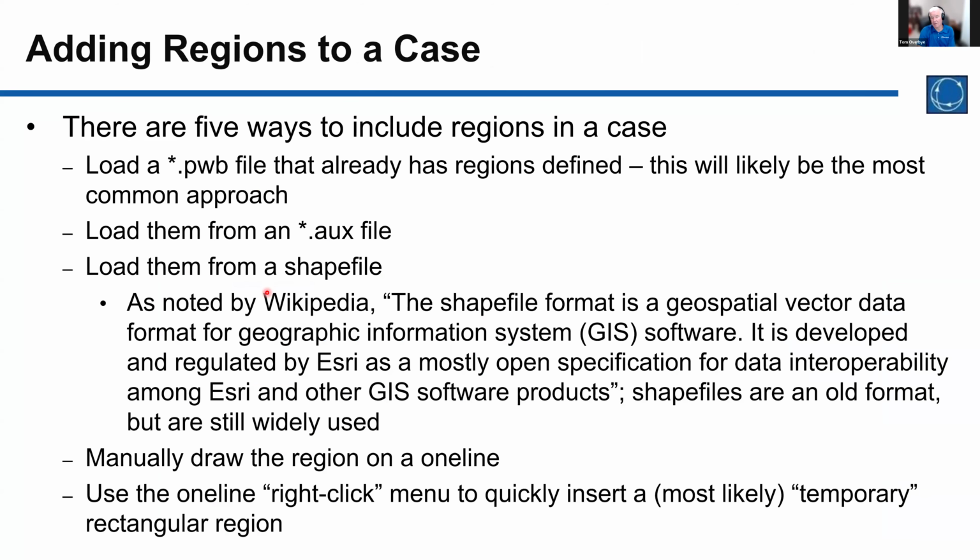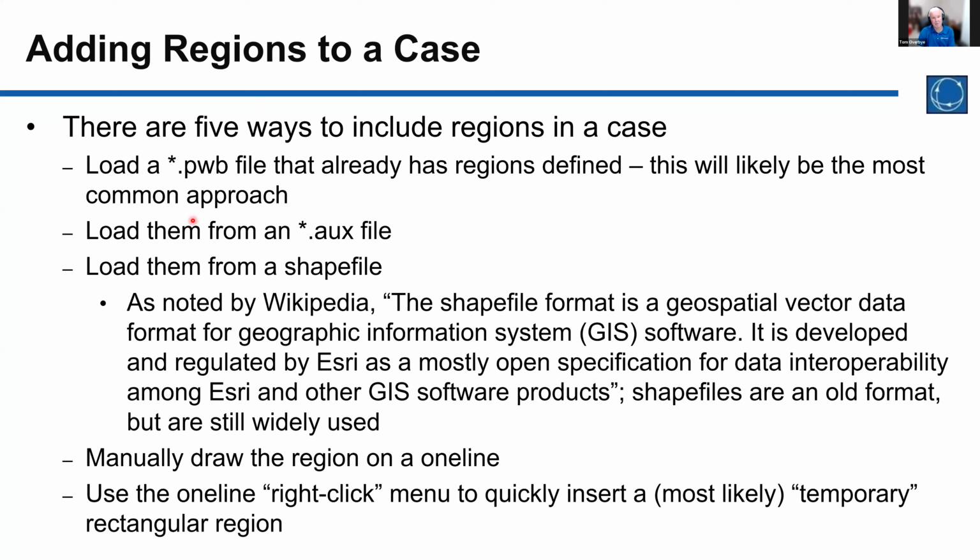Okay, so the question is how do you get regions into a case? And there are five different ways that you can do it. What I have been showing you so far is I've saved them in the PWB file, and this will probably be the most common approach. You load the regions, you get a case and it's already got regions in it and they came from the PWB file. So in that sense, you don't have to pay much attention to them.